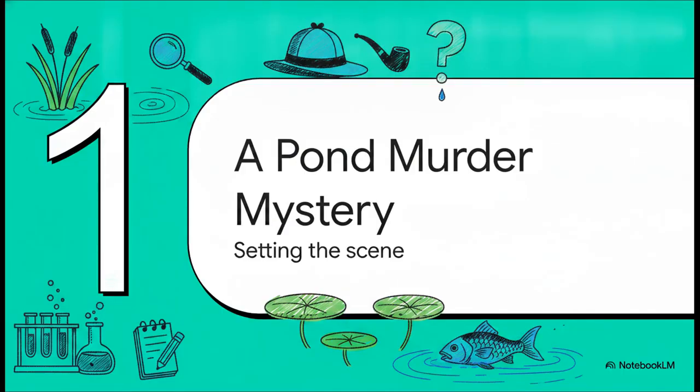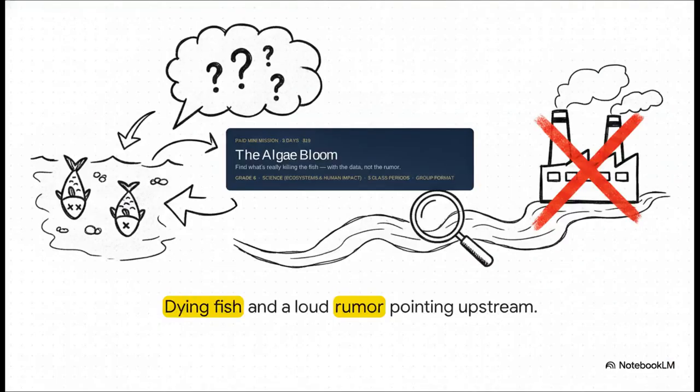Section 1, a pond murder mystery. Let's set the scene. Okay, so the situation handed to the student science team is incredibly urgent. The school pond's fish are dying, and right away, human nature takes over, right? There's this loud, persistent rumor pointing the fingers squarely at a factory upstream. I mean, it's the obvious villain. But the mission immediately asks the students to just hold on a second.